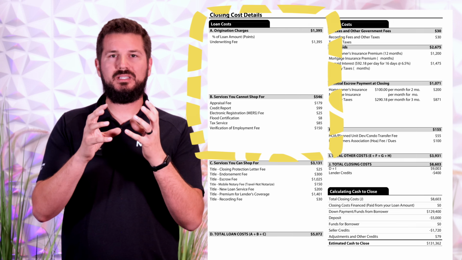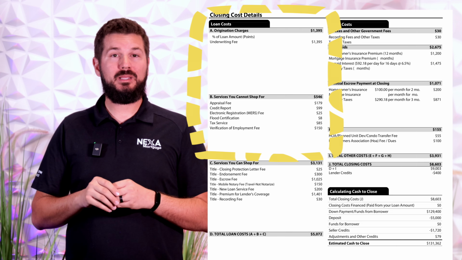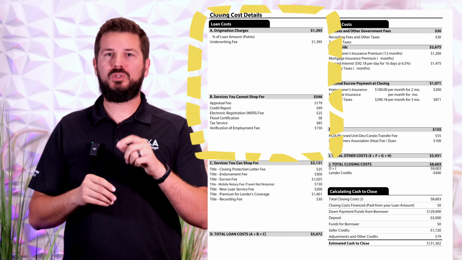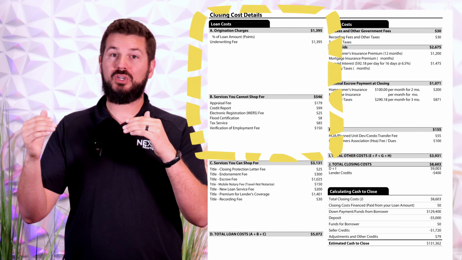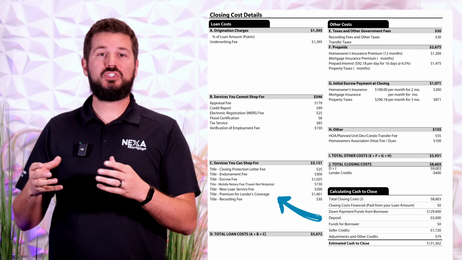These are the two that are going to differ the most from lender to lender, right? You might have the same rate being offered by two banks, but if you look at Section A, you'll see exactly how much it costs to get that rate. Now moving on to Section C, these are services you can shop for.